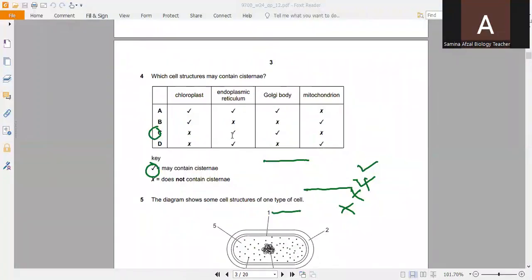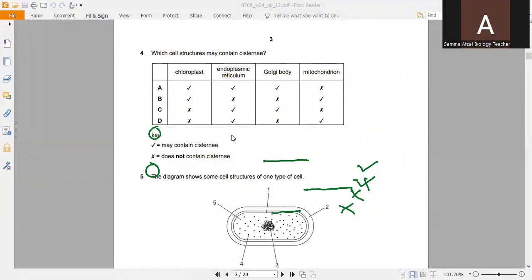Now we are moving towards the question number 4. And you can see the question number 4. Which cell structures may contain cisternae? So here you can see the chloroplast and endoplasmic reticulum, Golgi bodies, and mitochondria. So cisternae are flattened sac-like structures that are part of the endoplasmic reticulum and Golgi apparatus in the cells.